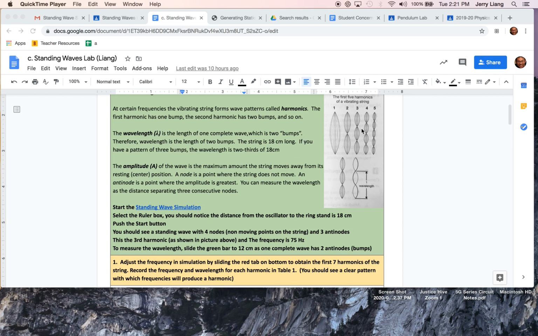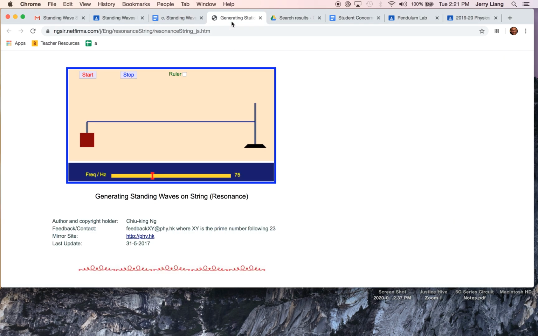So we talked about standing waves, and you'll see that if you have one harmonic, it'll look like this. Two will have two, and then three will look like this. Four and five, and you can just count the antinodes here, and that's how you know what harmonic you're working with.